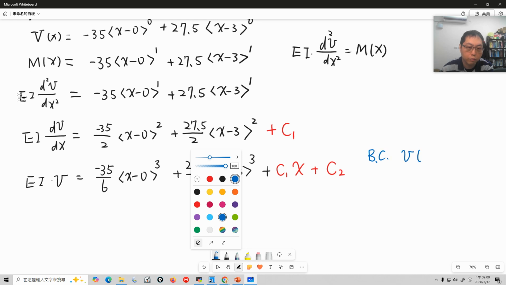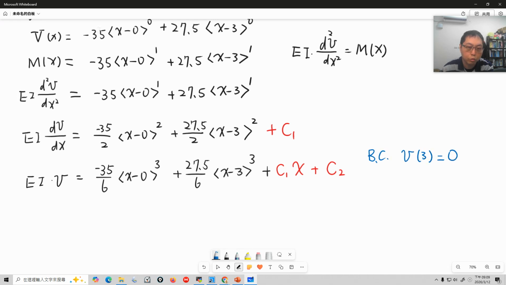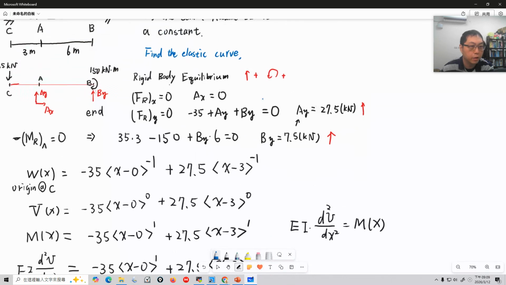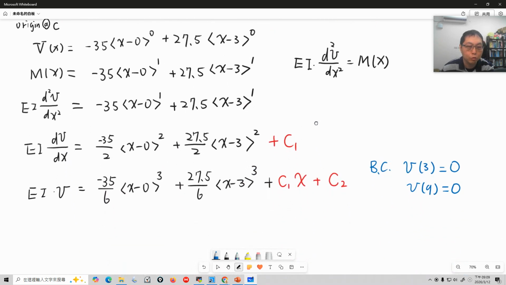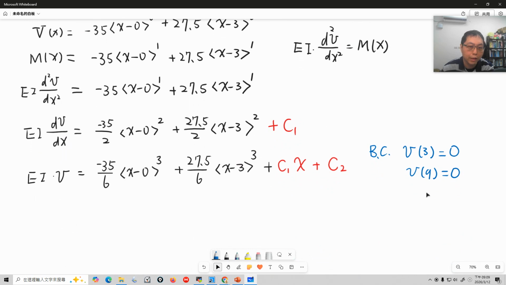v of 3 is equal to 0, and the other is v of 9 is equal to 0. Don't forget, because in this problem we set the origin at C. So point A is x equal to 3. Point B is x equal to 3 plus 6, which is 9. So v of 3 is 0, v of 9 is 0.